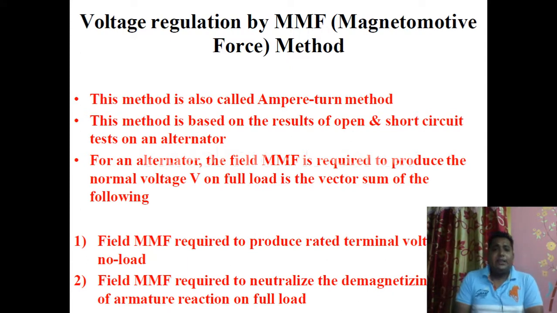For an alternator, the field MMF required to produce the normal voltage V on full load is the vector sum of the following. That means the MMF required to produce the normal voltage on the field winding is a vector sum of some components. What are the components? Field MMF required to produce the rated terminal voltage on no load, and field MMF required to neutralize the demagnetizing effect of armature reaction at full load. So these are the two things, and the vector sum of them will give us the normal terminal voltage.